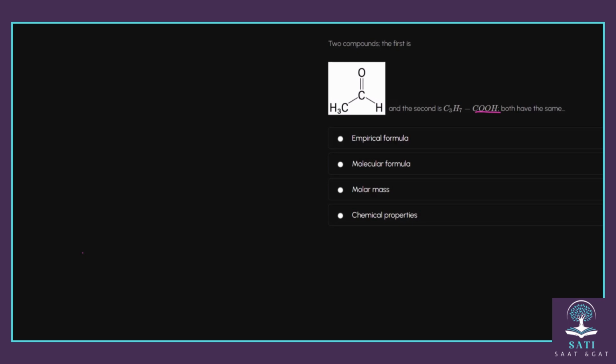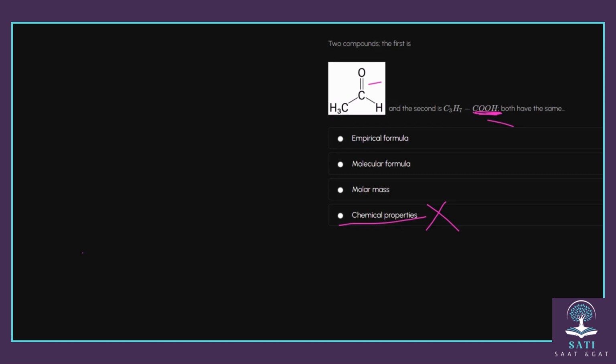But the question here is not what their names are. The question is just, do they have the same empirical formula or molecular formula or molar mass or what? Okay, we're gonna see now. Do they have the same chemical properties? No. Why? Because the functional group here is different, so they don't have the same chemical properties. This one is aldehyde and this one is carboxylic acid, so they are different in their chemical properties.